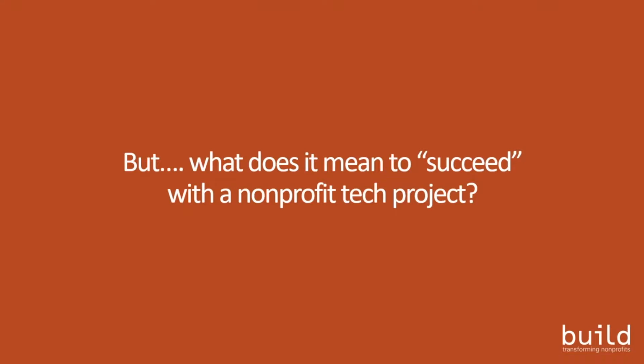So as an example, if your organization implements a new donor relationship management or CRM system for the primary purpose of increasing revenue, and revenue does increase, then the project would be considered a success. If it does not increase, the CRM project is generally considered a failure.